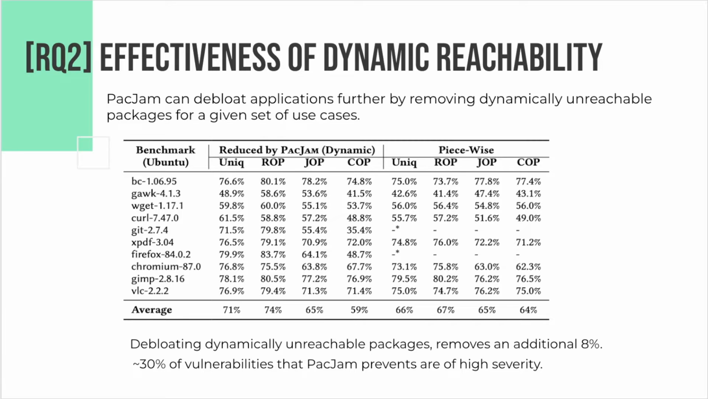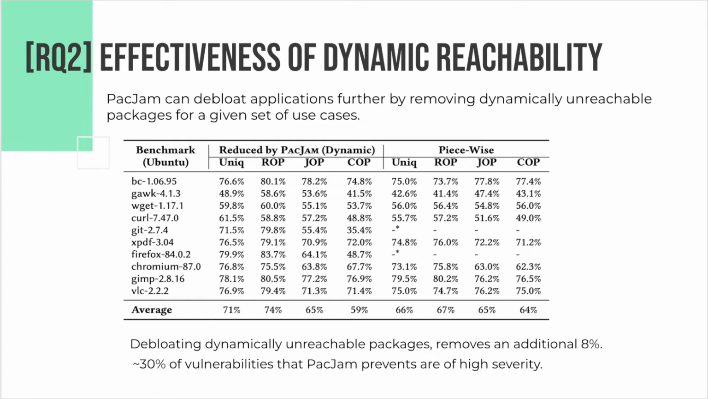PacJam can debloat applications further by removing dynamically unreachable packages with respect to a given set of use cases. We deploy PacJam in strict mode and an initial installation with the union of all the dynamically reached packages. We observed that the average number of dynamically unreachable packages across all benchmark applications is 66%, which is an additional 8% compared to statically unreachable packages. For example, in Git, from 29 potentially reachable packages, PacJam discovers that another 4 are dynamically unreachable.